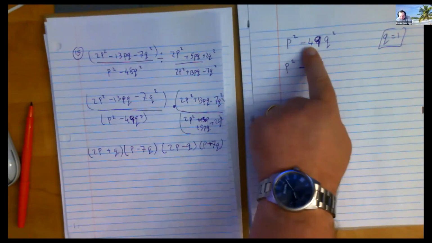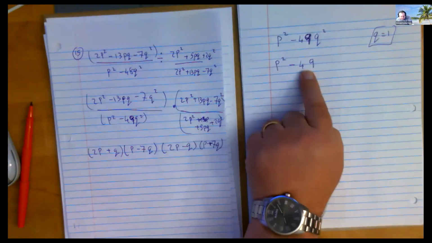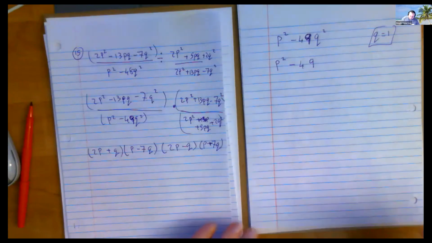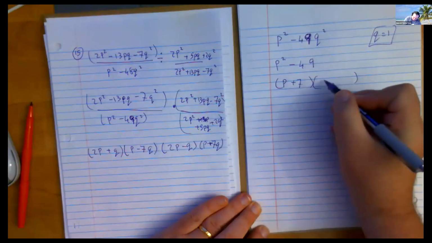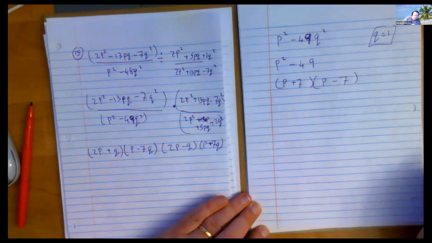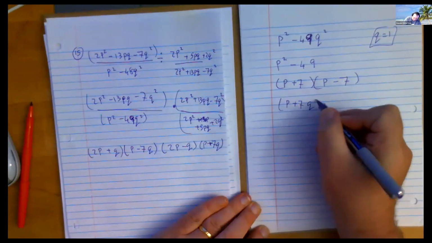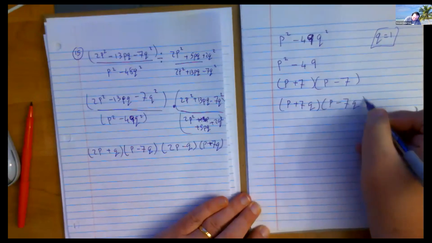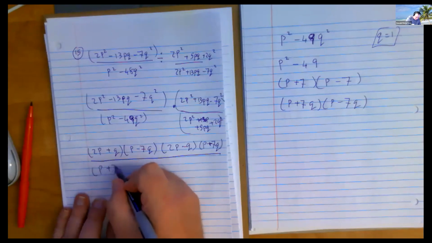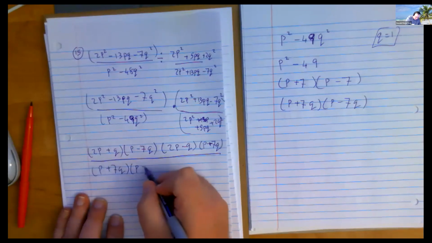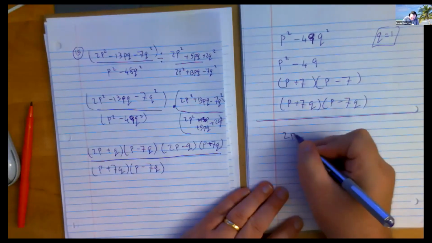If you take p squared minus 49q squared, if you make q equals 1, I'm using the same trick as before, doesn't it just become p squared take away 49? Do you recognize that as another difference of two squares? Agreed? And that becomes p plus 7q, p take away 7q. Okay, only one last piece and we can call this guy done for today.